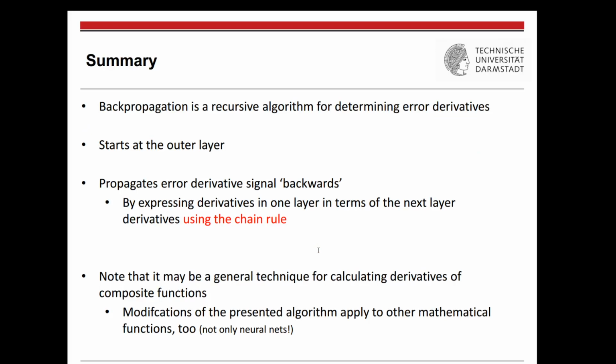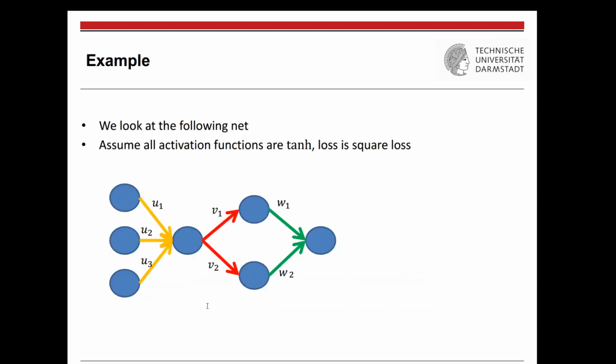So the backpropagation algorithm is a recursive algorithm for determining error derivatives. It starts at the outer layer, the final layer. It propagates the error derivative signal backwards by expressing derivatives in one layer in terms of the next layer's derivatives using the chain rule. Note that this is a general technique for calculating derivatives of composite functions. Modifications apply also to other mathematical objects, not only to multilayer perceptrons.